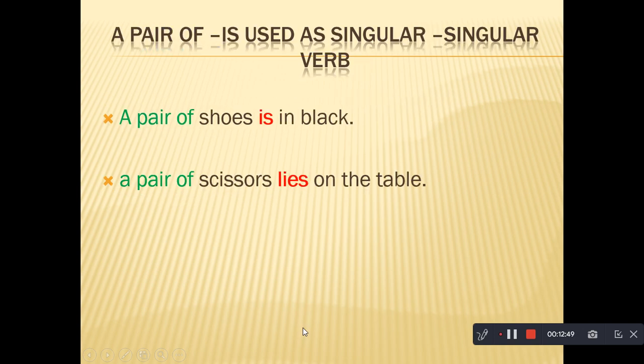Next, a pair of. Here, a pair of means singular verbs or auxiliaries are used. A pair of shoes is black, a pair of scissors lies on the table. Here, a pair of shoes means two shoes called a pair.